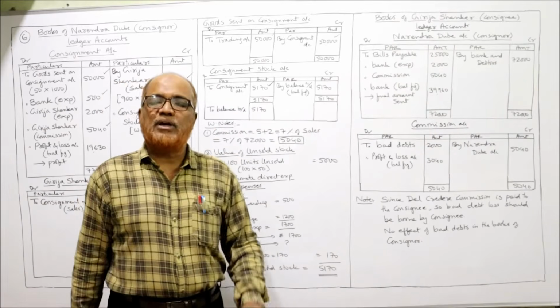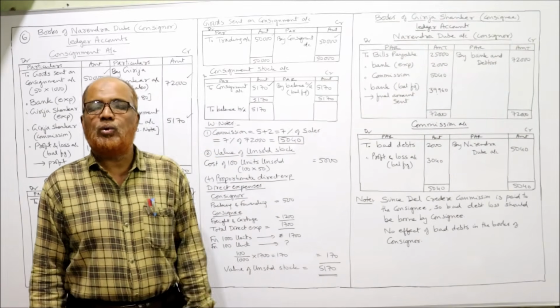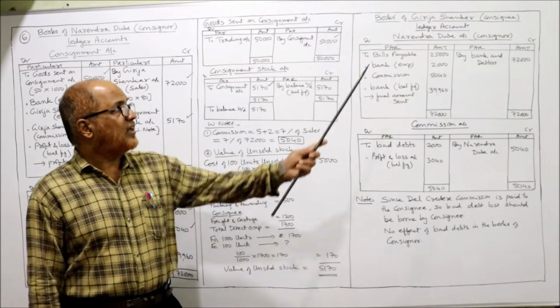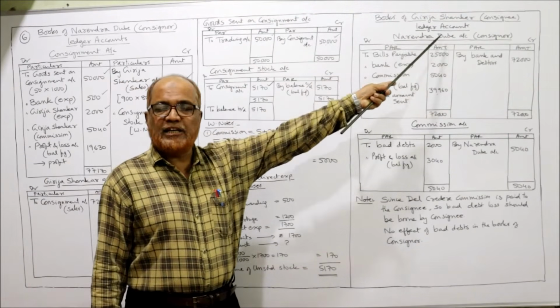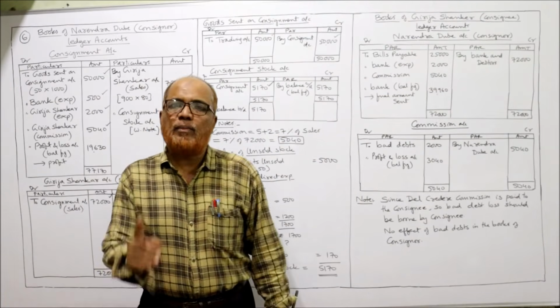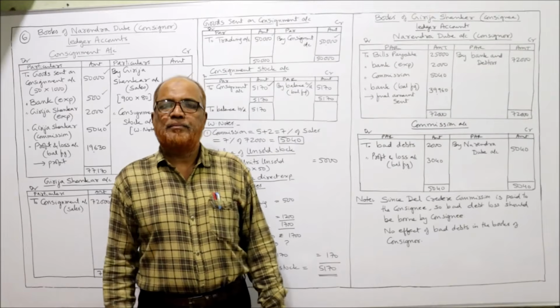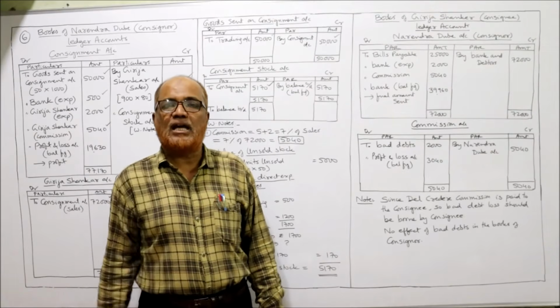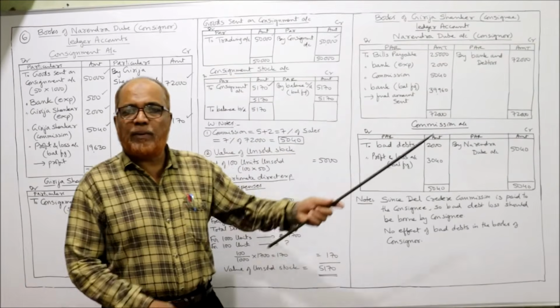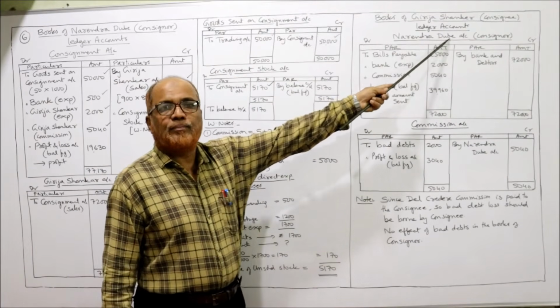Now in this problem, it is also asking you to make the ledger account in the books of consignee also. The books of Girija Shankar, consignee, ledger accounts. So in the books of consignee, normally only one account is needed, the personal account of the consignor. What is the name of the consignor? Narendra Dubey. So he will open one account, Narendra Dubey account.